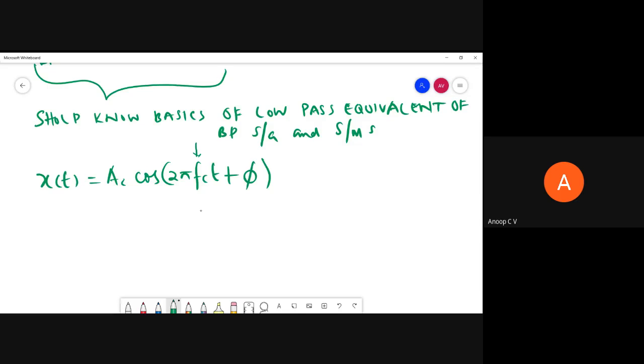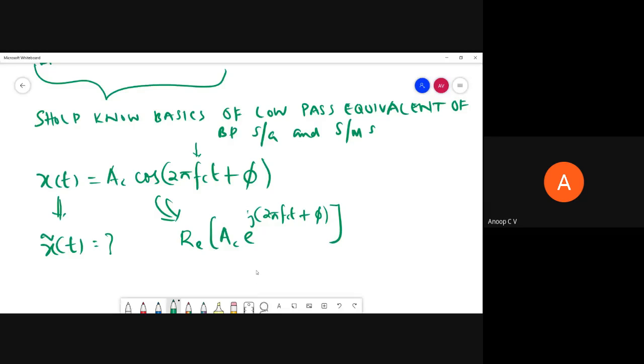So how to convert it into the low pass equivalent? That is the question. We will normally represent it as x tilde of t. So how to convert this? We know by Euler's relation, this can be written as the real part of A_c e power j(2 pi f_c t plus phi). We can write it like this.